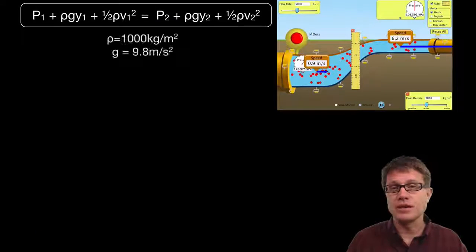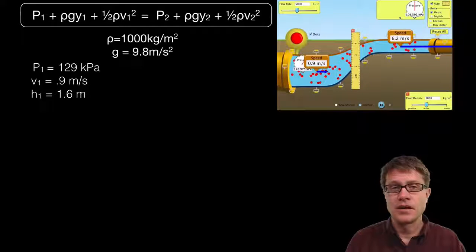I would write it out with the things I know. So the density of the water, since it's the same fluid, is going to be 1,000 kilograms per meter cubed. And we know the gravitational field strength is 9.8 meters per second squared. On the left side of the pipe, we know the pressure, 129 kilopascals. We know the velocity, and then we also know the height.